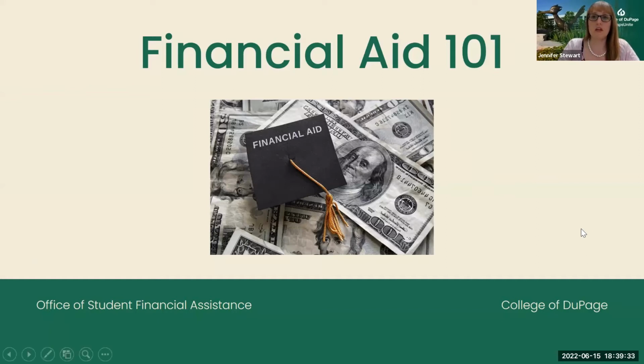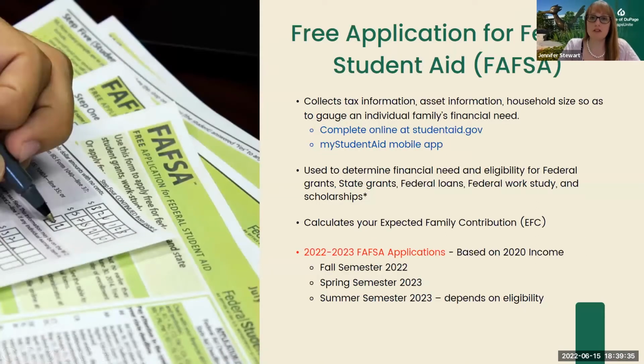Okay. So first, if you are interested in applying for any type of federal grants, state grants, federal work study, or federal direct loans, your first step is to file that FAFSA application. So that's your Free Application for Federal Student Aid. You can complete it online at studentaid.gov, or you can download the My Student Aid mobile app.